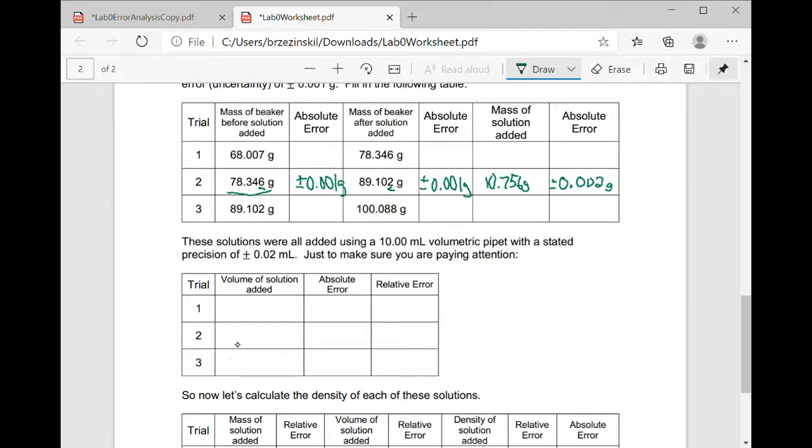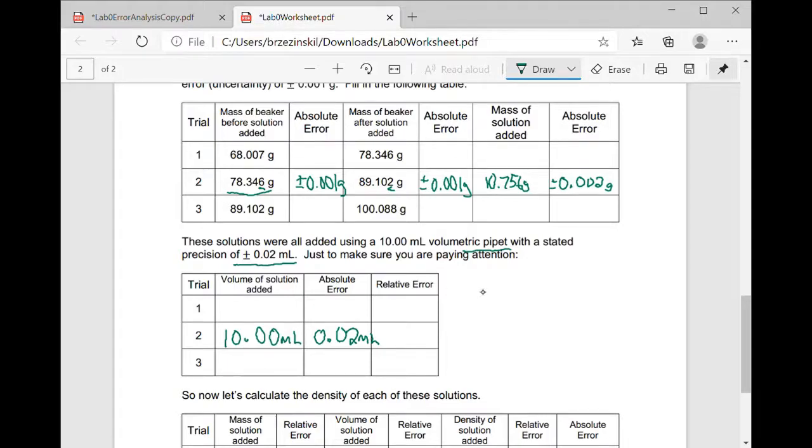The volume of the solution we take using a pipette, and then the precision of the pipette is usually noted on there. I'm telling you that the pipette that we used was plus or minus 0.02 milliliters. So we have added 10.00 milliliters to that beaker, and the absolute error is 0.02 milliliters. So what is the relative error? What percent of 10 milliliters is the 0.02 milliliters error?